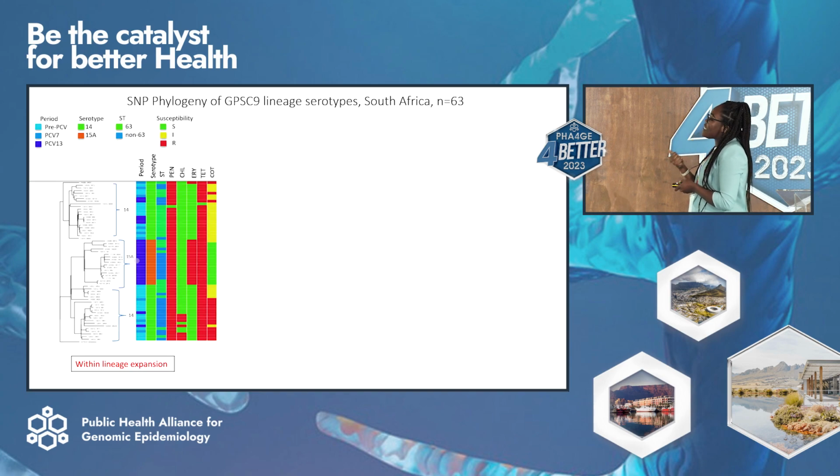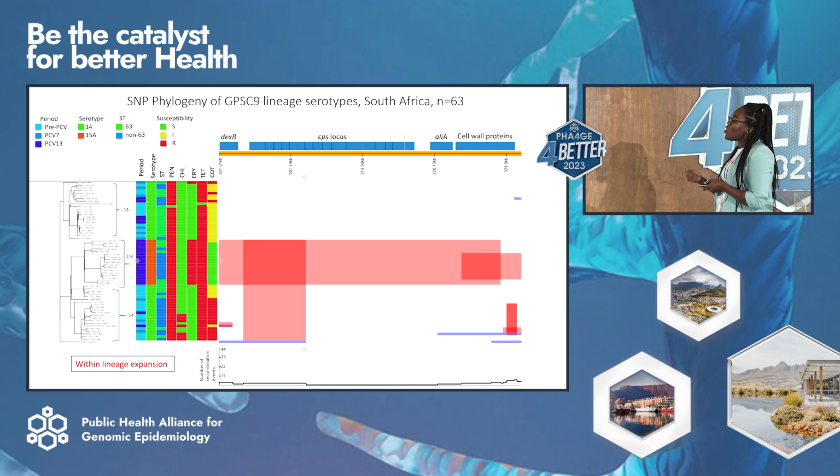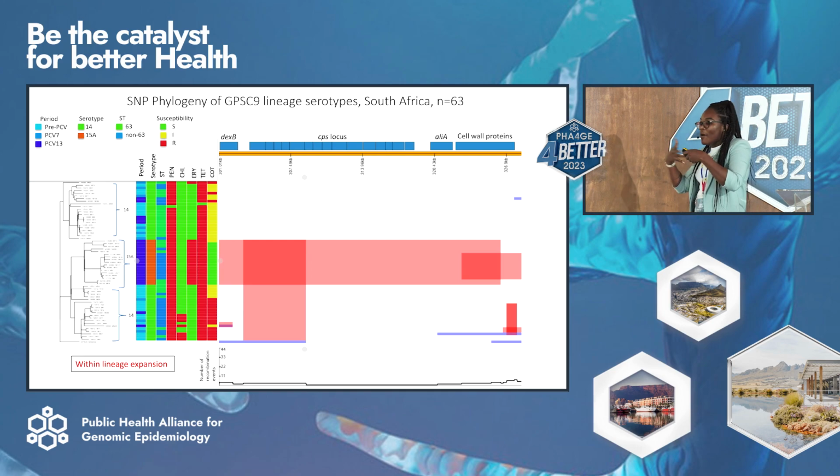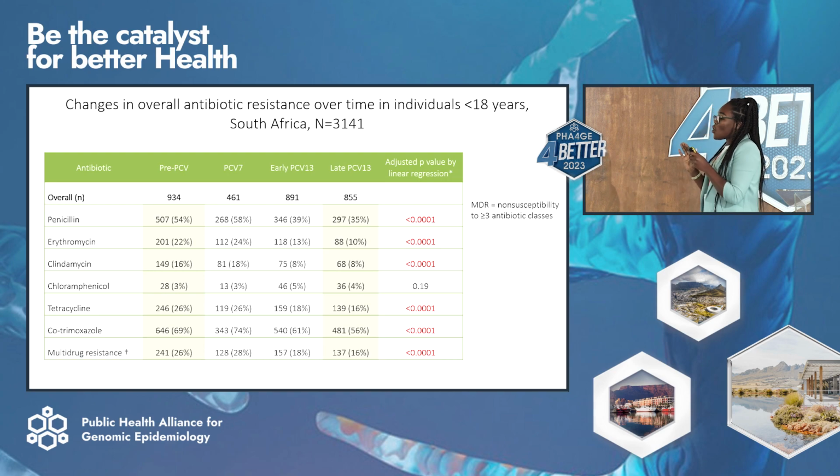Another example would be GPSC9. With GPSC9, it largely expressed vaccine serotype 14, as you can see on the phylogenetic tree there. And after the introduction of pneumococcal conjugate vaccines, it then expressed in larger proportion serotype 15A. And quite interestingly, when we looked at the CPS locus, which codes for these serotypes, there were reasonable variations among these serotypes, although they were part of the same lineage. So this was also an interesting finding, and it also supports findings in the literature of serotype replacement and recombination and all of that. So moving on to antimicrobial resistance.